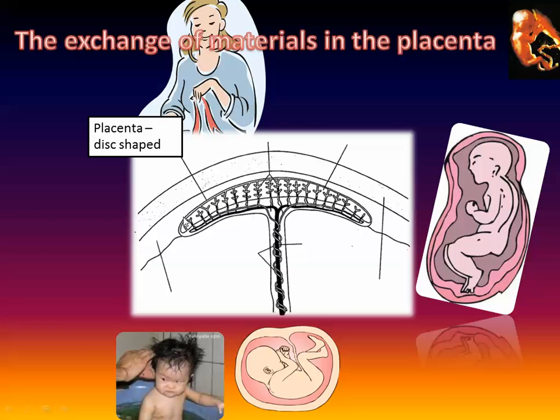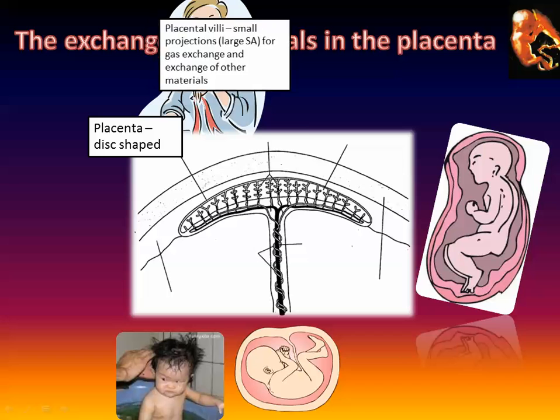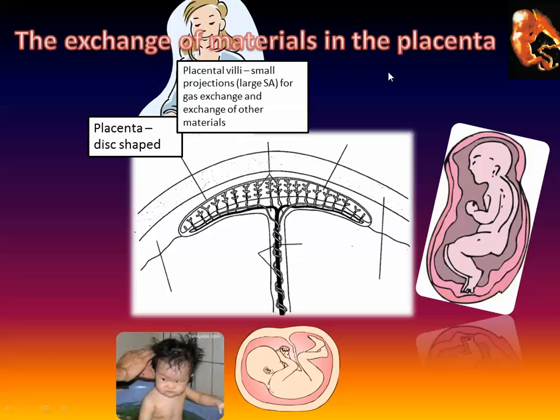The placenta is disc shaped. A lot of people confuse the amniotic sac with the placenta. The amniotic sac, which we'll see a little bit later, is just a shock absorbing sac that contains fluid and holds the baby inside. That's not the placenta. Okay, the placenta is outside, and the placenta is actually embedded into the uterine wall. A few other things. Placental villi, we're talking about projections, large surface area for gas exchange and other materials.